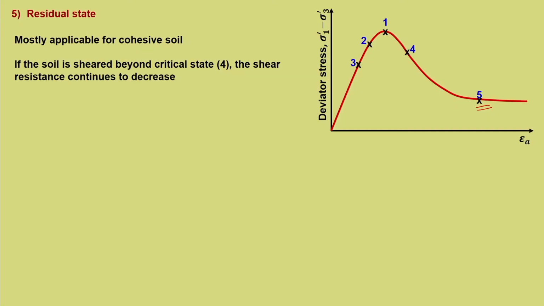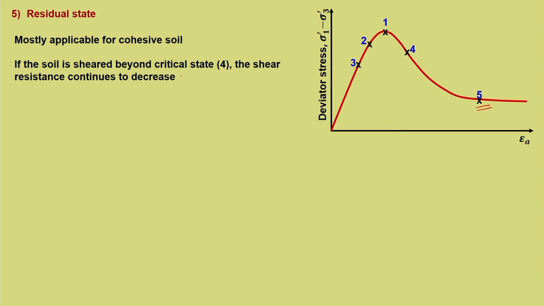So, the amount of shear strength which the soil mobilizes at a very high strain is what is known as residual strength. And how much of it mobilizes is a very tricky and complex situation. But what it means is that it is a very low shear strength which is mobilized in a soil corresponding to a large strain or large shear displacement. So, that is what is meant by residual state.